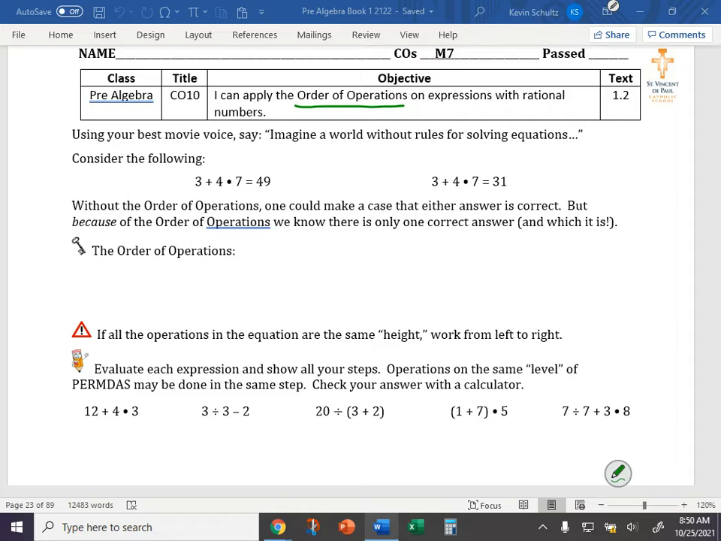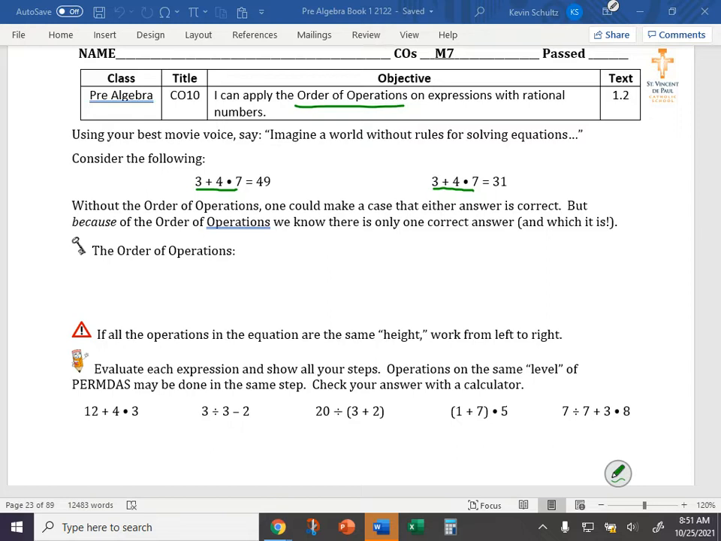It kind of hit home why this is so important. If we have the same expression, 3 plus 4 times 7 and 3 plus 4 times 7, there's the potential for two different answers here. Someone tell me how we get 49 from 3 plus 4 times 7. Tony, what would you do in that equation to get 49 as an answer?